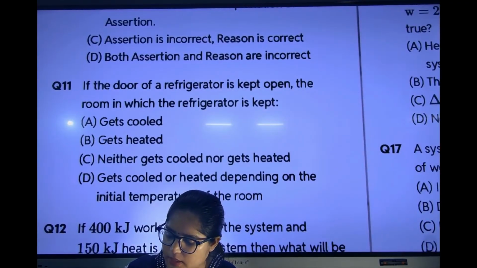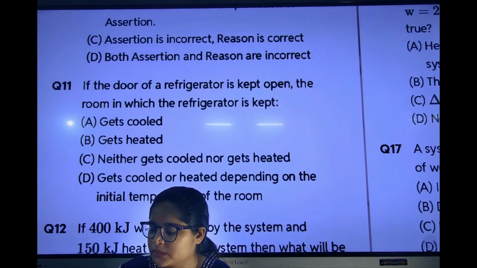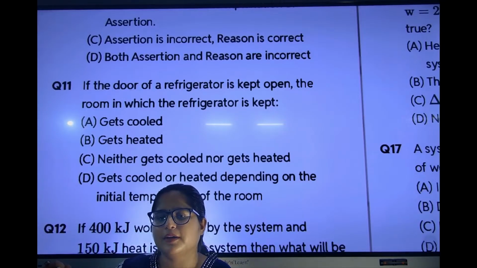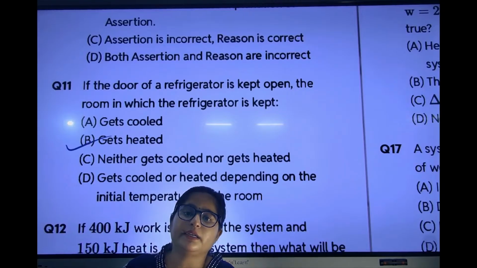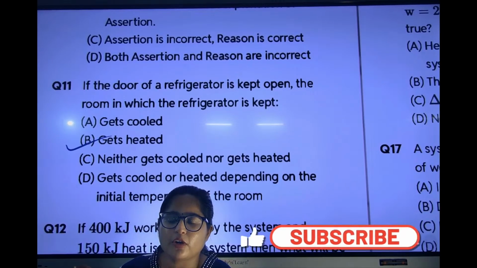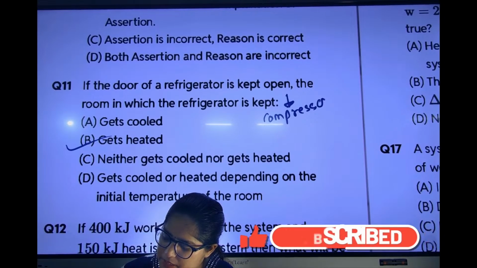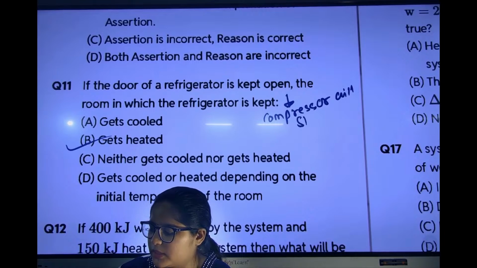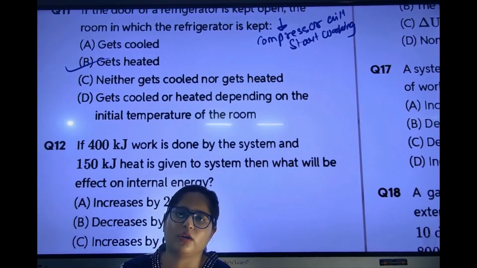Let us see question number 11. If the door of a refrigerator is kept open, what will happen to the room in which the refrigerator is kept? Most people will think that when we open the refrigerator door, the room will start getting cool. No. The room will start heating up. Why? Whenever you open the door of a refrigerator, the compressor will start working, and when the compressor works, a large amount of heat is released outside. As a result, the room will start getting hot instead of cold.